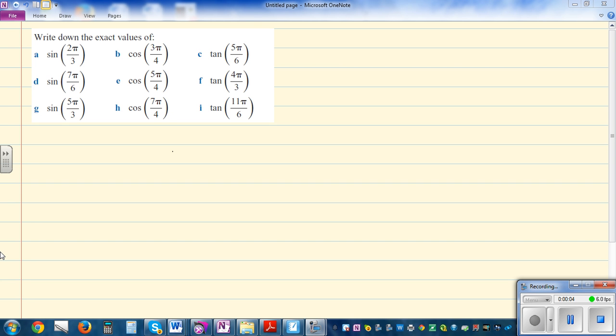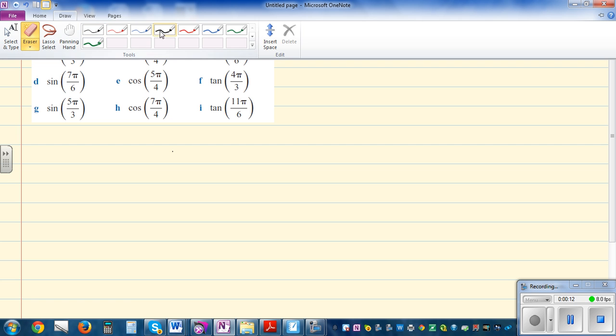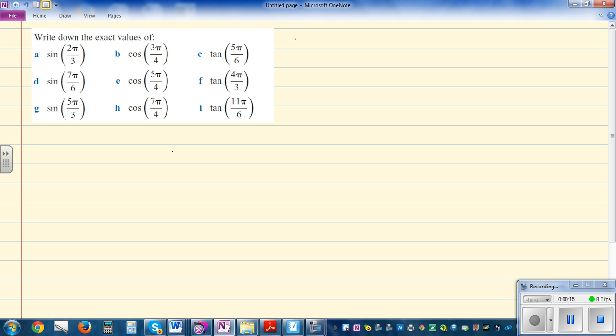Write down the exact value of these questions. So let's look at the first question. What does it say? You want to find sine of 2 pi by 3.